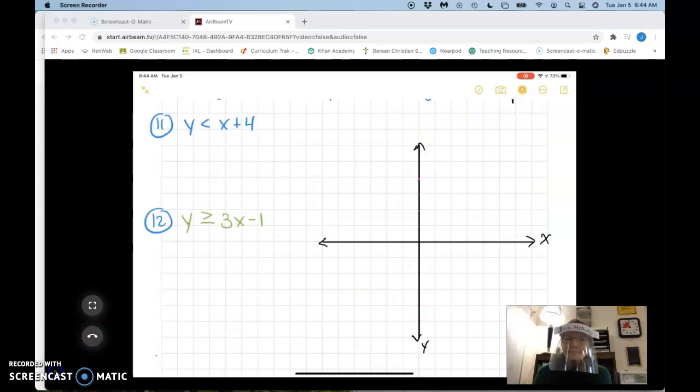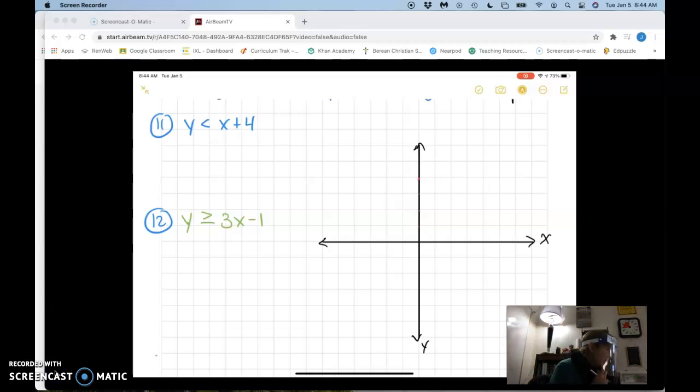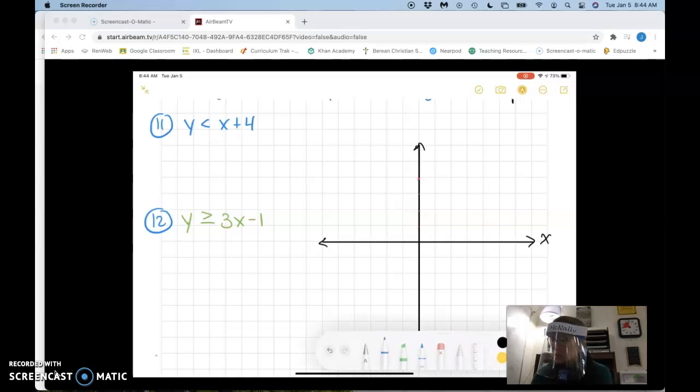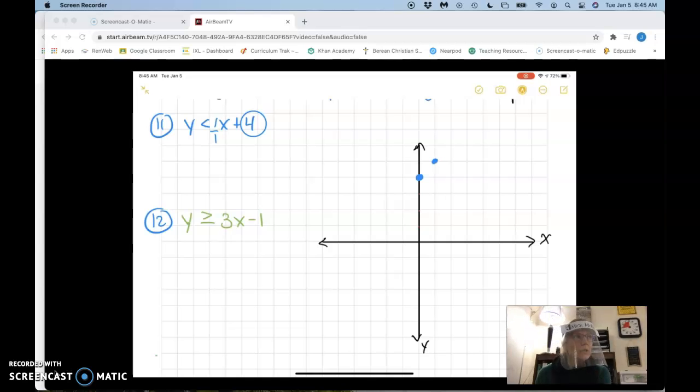I'll be right back. The last section is going to be graphing the lines and shading. It says graph each inequality, so we need to shade which side of the inequality is true. For the first one, remember I'm going to graph my y-intercept first. So I'm graphing this first at +4, which is right there. And then from +4, I have my imaginary 1/1. I'm going to go up 1/1. And that's my line.